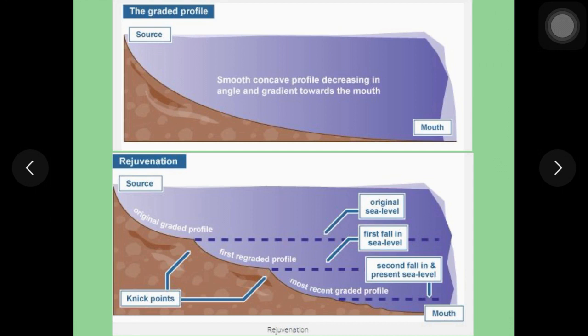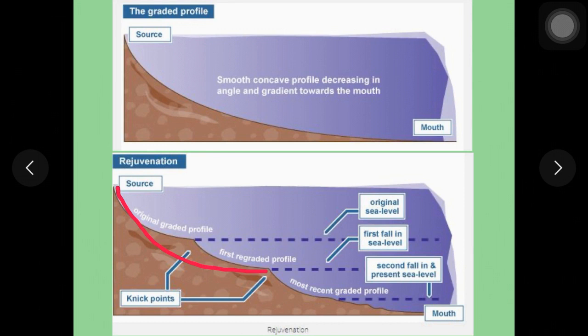Now coming back to the graded profile or the long profile, this is the concave upward profile that a river tries to achieve. Now what happens if the sea level falls? This is the initial graded profile and initial sea level. Now if the sea level falls like this, as shown in the diagram, the new graded profile will be something like this.